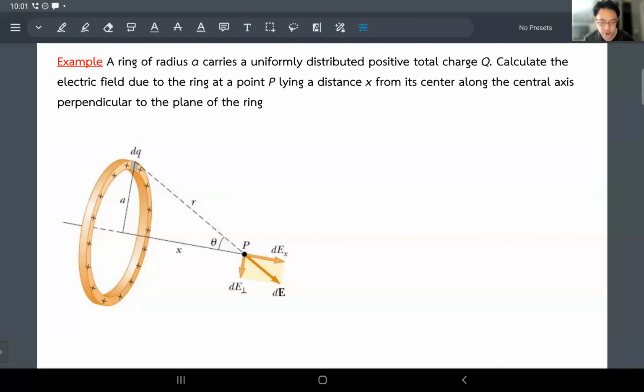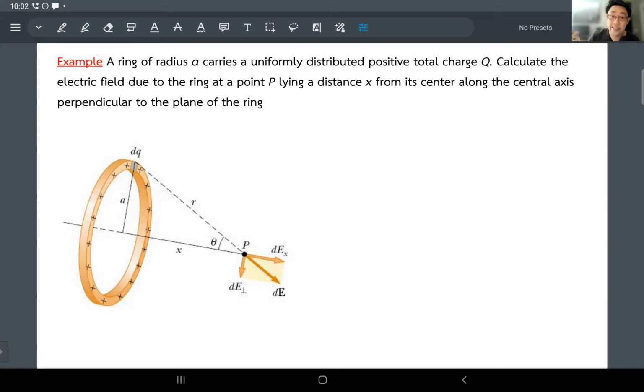All right. So what we are going to do is just the continuation from last time. We have a couple more exercises for you to try applying the calculus in the electric field calculation problems and see how it goes.